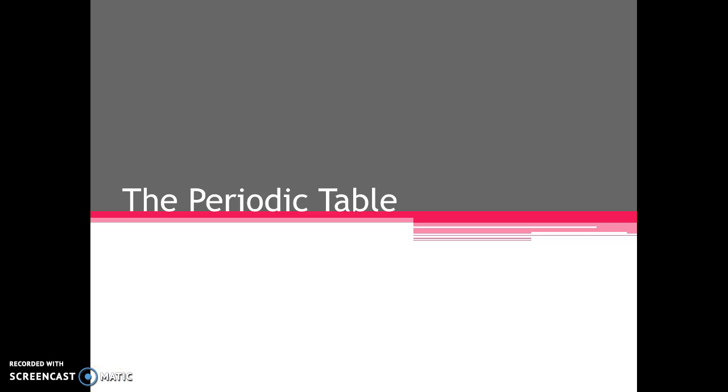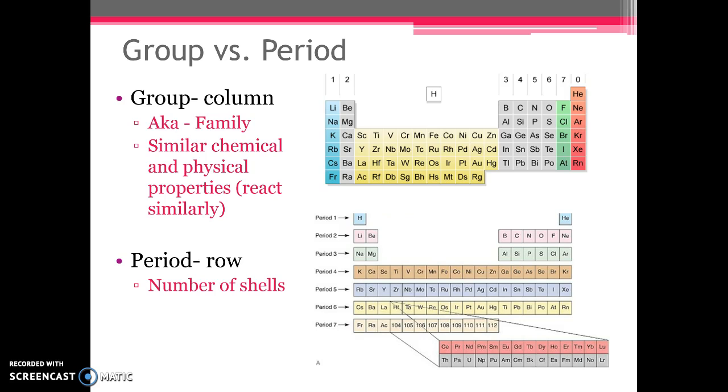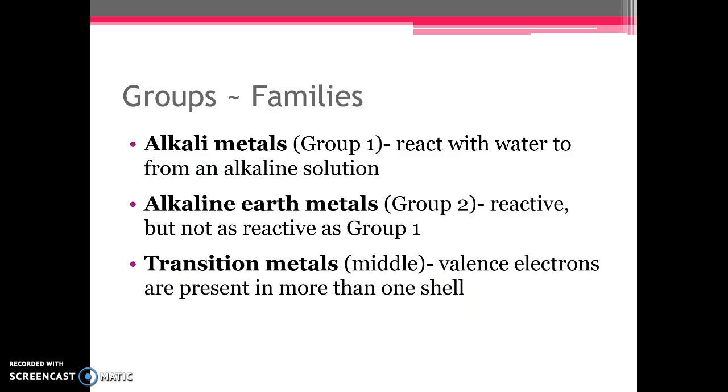Today we're going to look at the periodic table and the labels that go along with it. The columns and rows are labeled as groups and periods. Groups are the columns, the up and down. They're also known as families because they have similar chemical and physical properties and react similarly, just as family members would have similar traits. The periods are the rows going from left to right across the periodic table. They represent the number of shells of electrons.